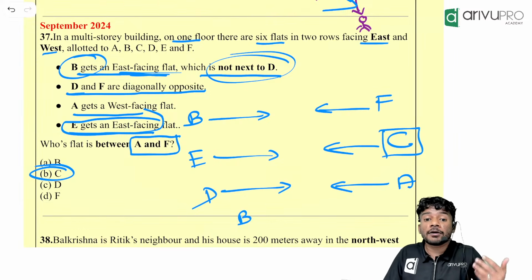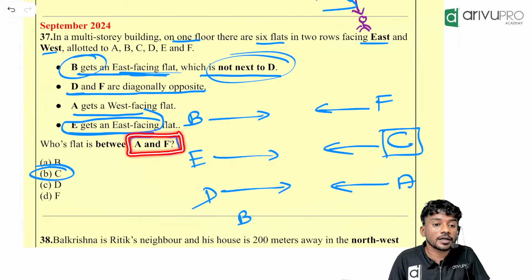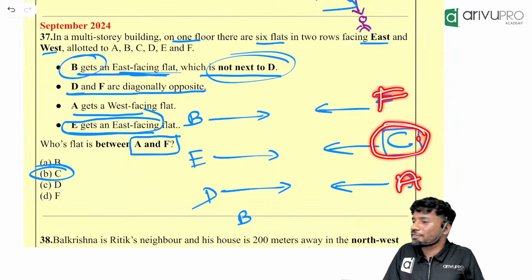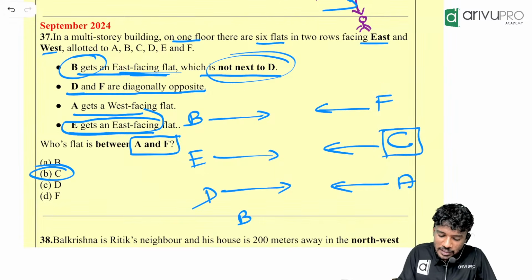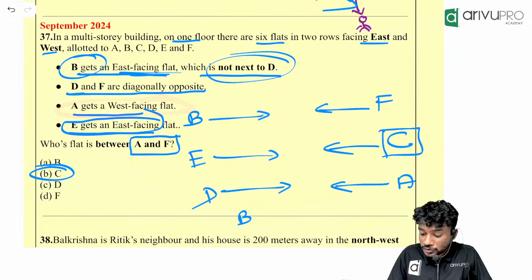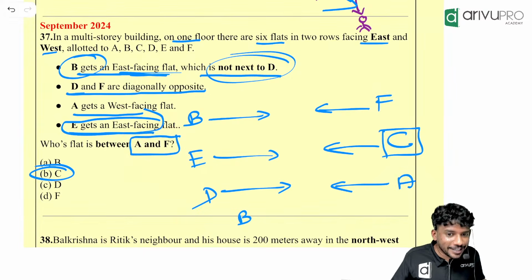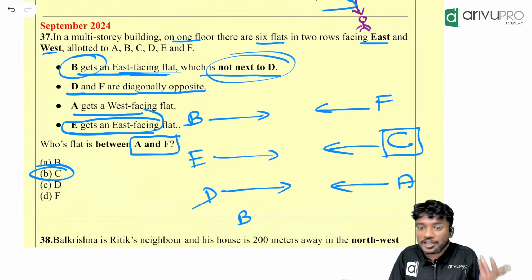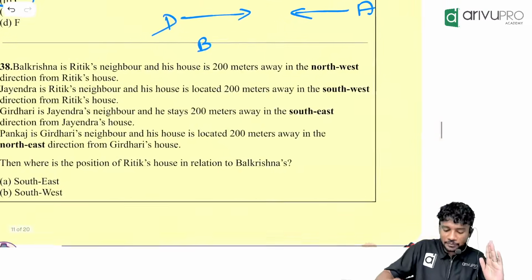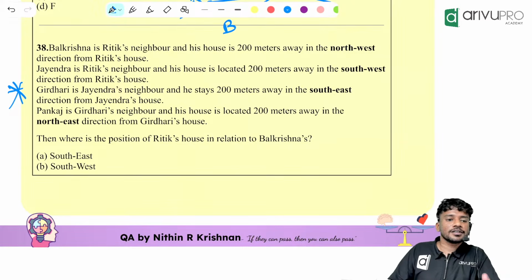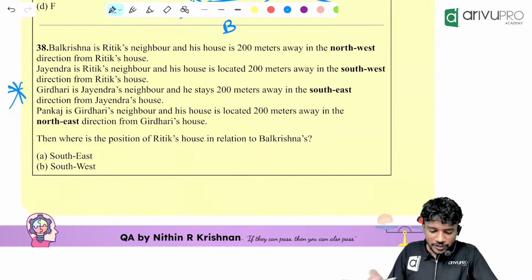How did I solve this? I used the help of the option as well as this question part. Who is between A and F? That means someone should be between A and F at the end of the day. We can also start with this. E is getting an east facing flat, then A is getting a west facing flat. So if I put A over here, A is getting a west facing flat means F should be over here, because who is between A and F is already there in the question. That's why I should do it that way no matter what. Okay, then it is a wrong question, people. This was one question which is completely wrong. It was in that attempt, it was completely wrong.